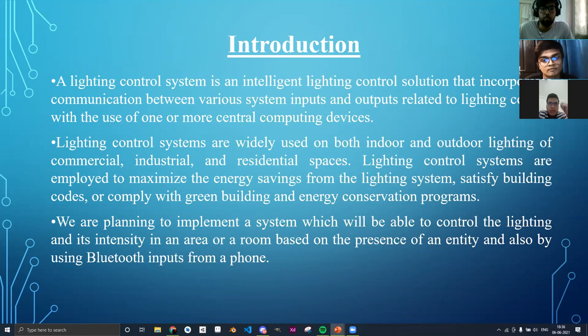To start with the introduction of our project, we have created an automated lighting system that incorporates communication between various inputs and outputs with the help of various computing devices. And we have developed a model that can be employed to maximize the power savings from lighting systems in residential areas. Along with the automated lighting system, we have also developed an app that can be used to control lights from anywhere in the world. Next slide.